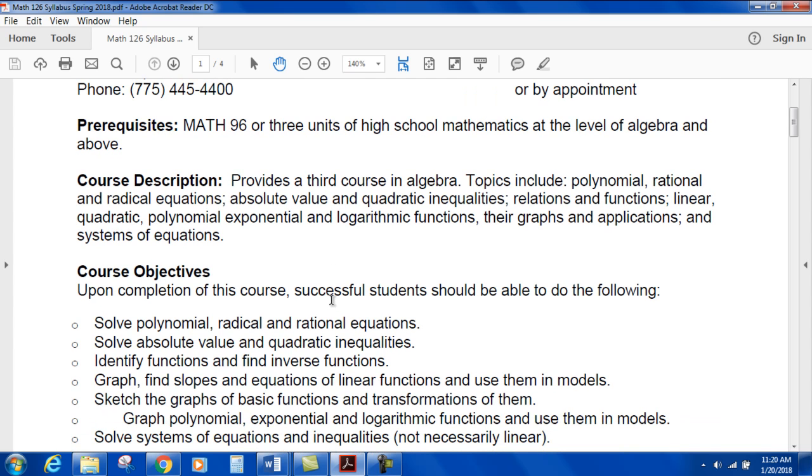Prerequisites: Math 96 or 3 units of high school mathematics at the level of algebra and above. Course description: provides a third course in algebra. Topics include polynomial, rational and radical equations, absolute value, quadratic inequalities, relations and functions, linear, quadratic, polynomial, exponential, logarithmic functions, their graphs and applications, and systems of equations.